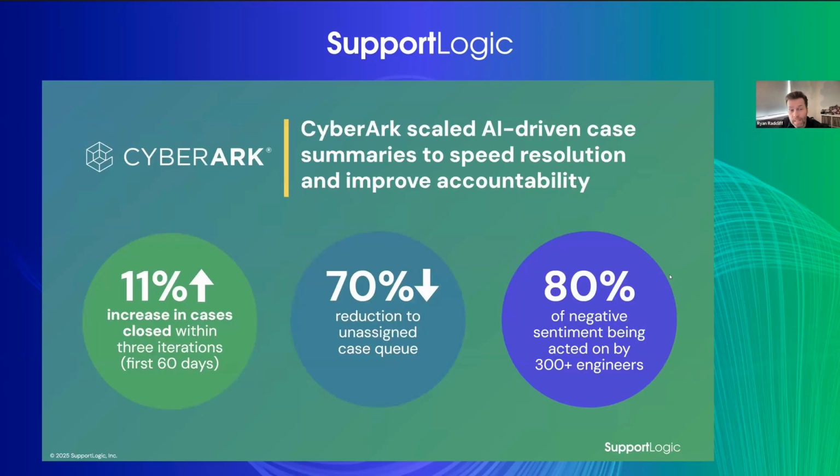And then to continue on with this, I want to highlight two more. CyberArk here is doing the same thing, and they're seeing a lot of really great success with cases being closed a lot quicker, right? Such a reduction in their unassigned queue. What a great stat that is. And then a little unrelated to case assignment, they're seeing so much negative sentiment being identified and acted on. That's another really great success story with the routing agent.